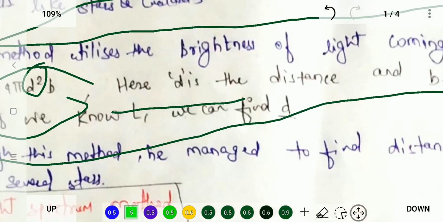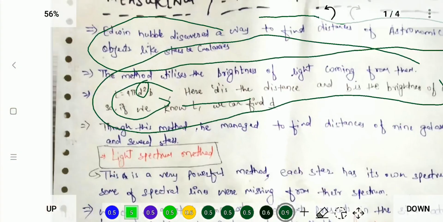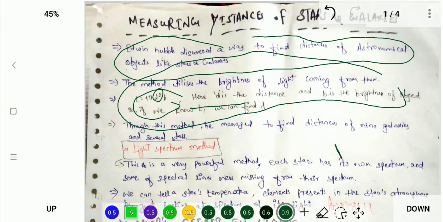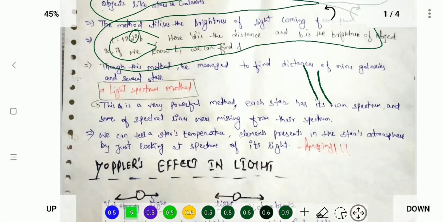So that's how he did that. That's how we measure. And one more thing, he managed to find distances of 9 galaxies through these methods. And there is one more method, which is called the light spectrum method. And this is a very powerful method.